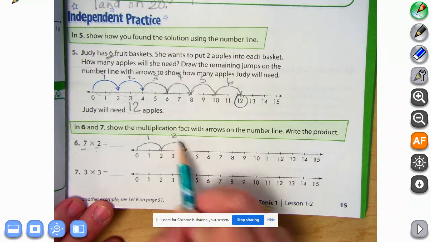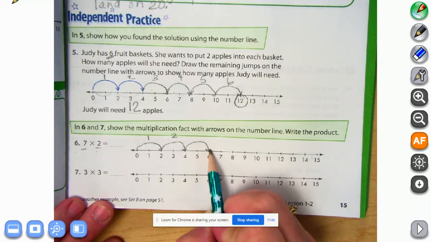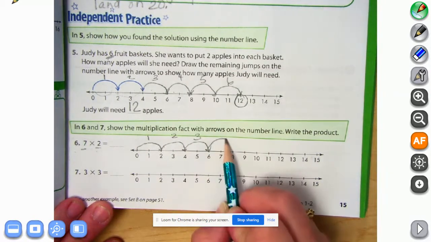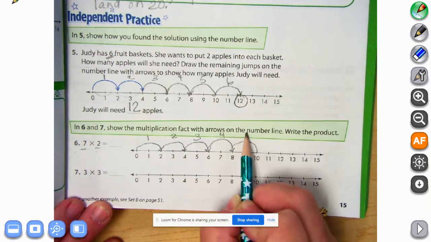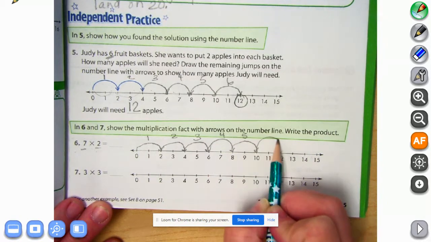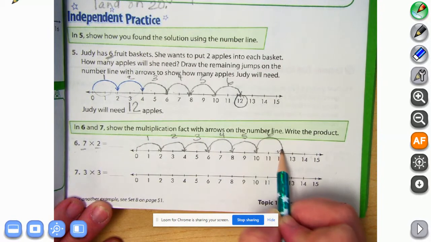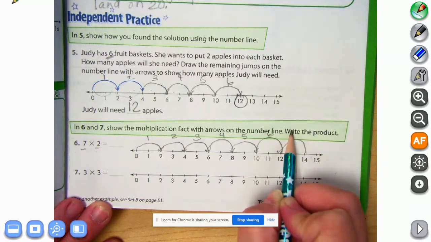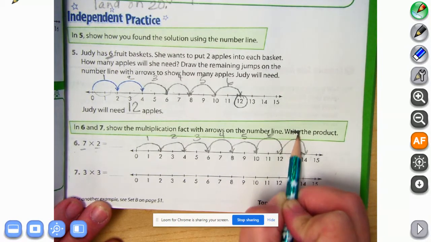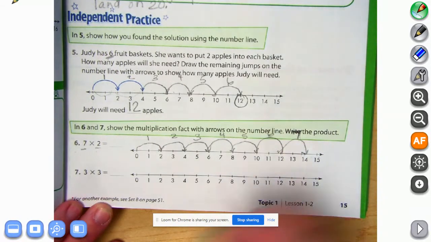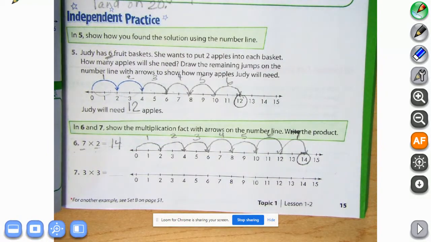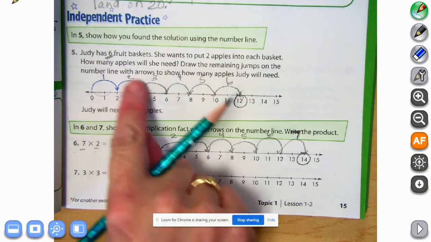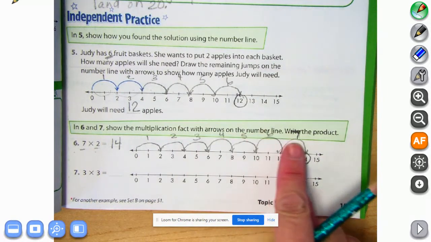2 jumps, 3 jumps, 4 jumps, 5 jumps, 6 jumps, 7 jumps. See my 7 very well. 7 jumps. And we landed on 14. My jumps got higher and higher and higher.